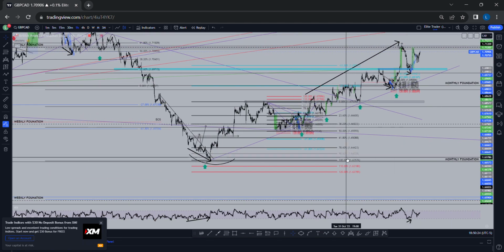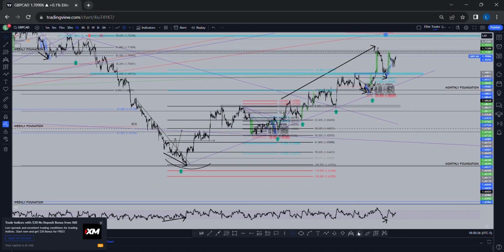Now looking at the current H1 structure, we're in overall buy. As you can see, the market is actually creating a high, high, high, low, and then high, high, high, low, high, high, high, low, high, high, high, low, high, high. So this is basically where I actually took this trade.